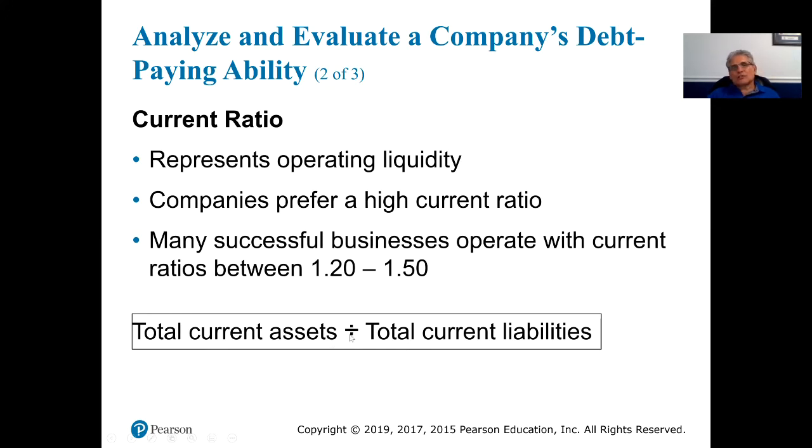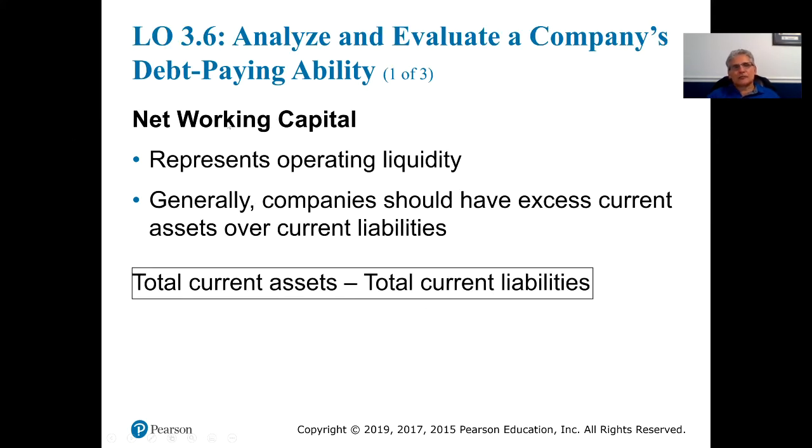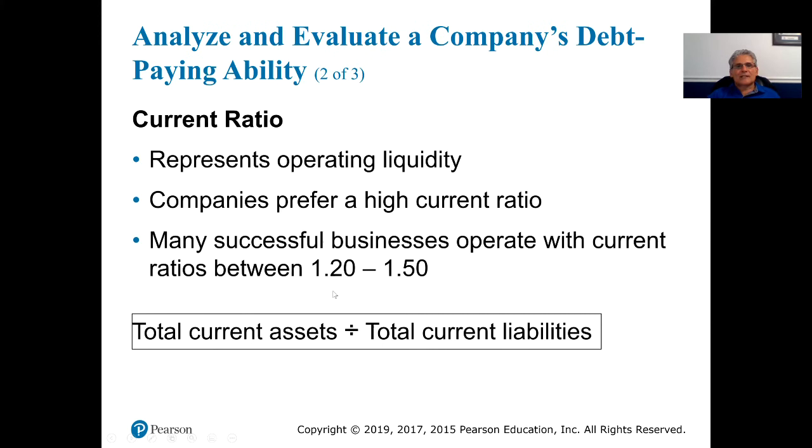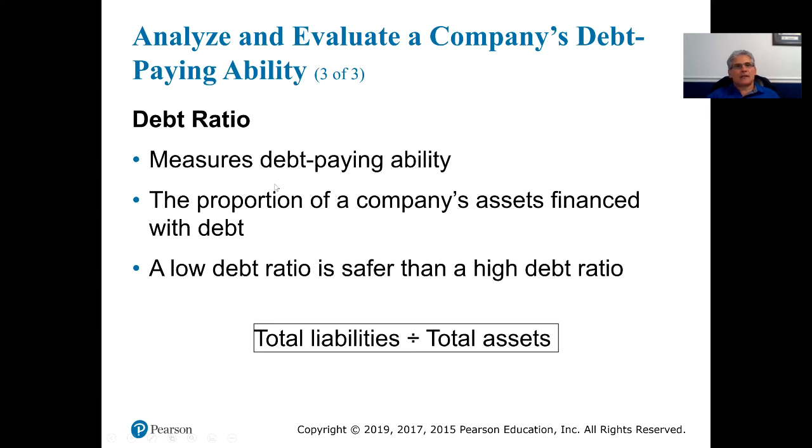If when you compute this, it ends up being less than 1, that's when you know that there are some issues here, which you probably already know because likely you did the net working capital first and figured out that current liabilities is larger than current assets. If that were the case, then you will end up with a ratio that's less than 1. So we refer to that as the current ratio, total current assets divided by total current liabilities.